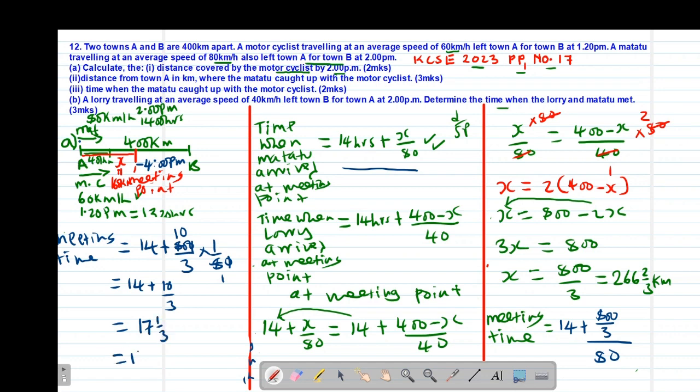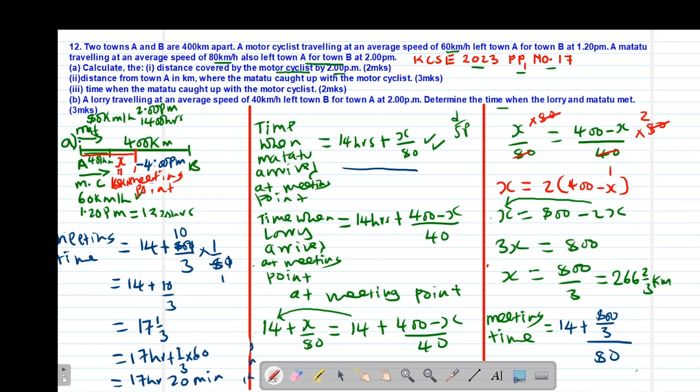So this means 17 hours, then the third I can convert into minutes. I'm going to multiply by 60. So 1/3 multiplied by 60 gives me 20 minutes. So the meeting time was 17 hours and 20 minutes. This was 800/3 divided by 80, then plus 14.